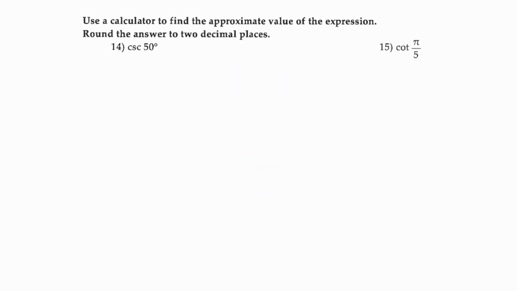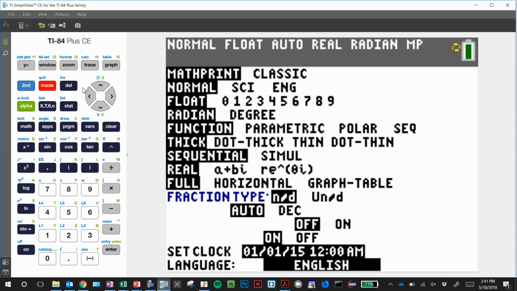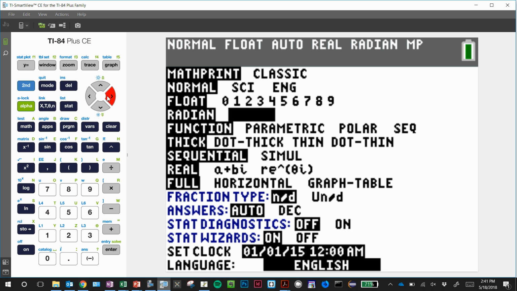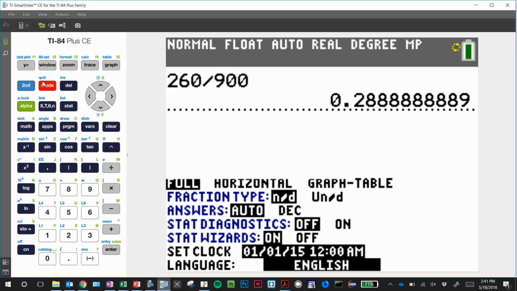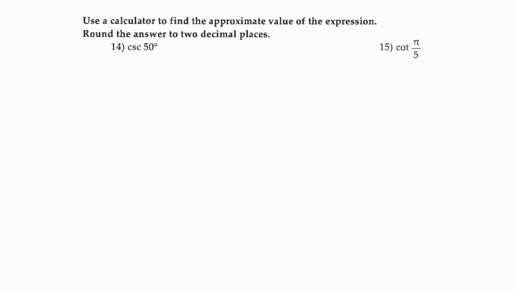Okay, so we're looking at our calculator for these. So grab a calculator, cosecant of 50 degrees. First things first, let's make sure we're in degrees. So mode. Right now we're in radians here, so let's go change that. And we'll go back to our main screen. We're looking for the cosecant of 50. Cosecant is 1 divided by the sine of 50. Answer is 1.31.